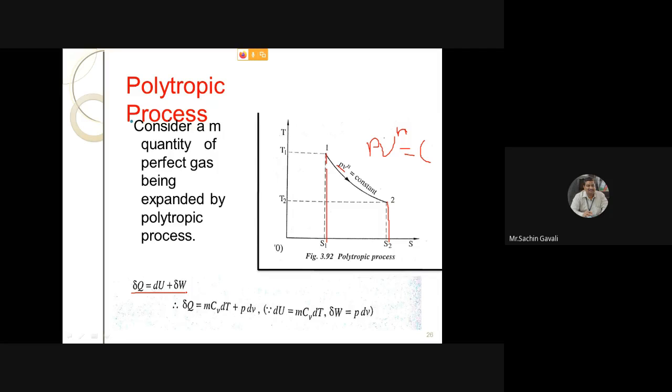Here dq is equal to mcv dt, because the internal energy function, and dw is pdv. Therefore, this is not our derivation but we change it, let it be dq by t is equal to mcv dt by t plus p by t dv. If we put this condition, mcv dt by t plus mr, because pv is equal to mrt, therefore p by t is equal to mr divided by v. That is how we have gone through the derivation.